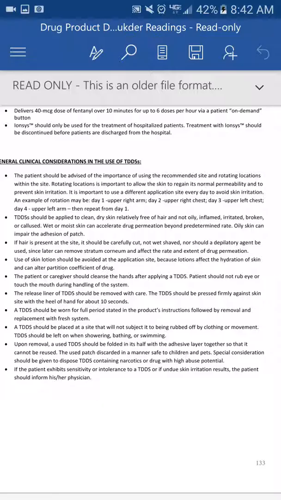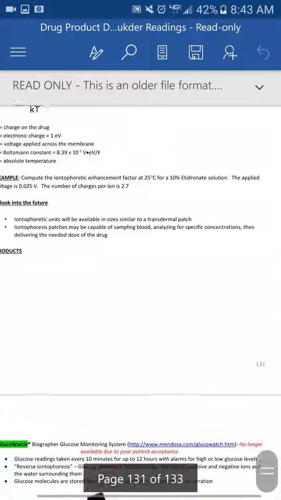They should be left on when showering, bathing, and swimming. You fold it in half with the adhesive layers sticking together so it cannot be reused. The used patch should be discarded in a manner safe to children and pets, and special consideration should be given to disposing of it if it's a narcotic. If the patient exhibits sensitivity or intolerance, the patient should inform his or her physician.